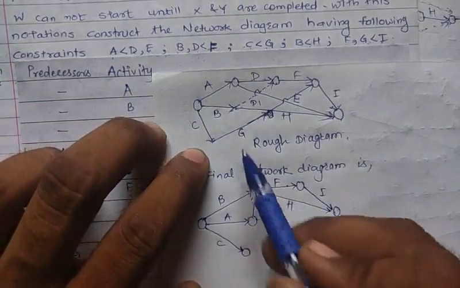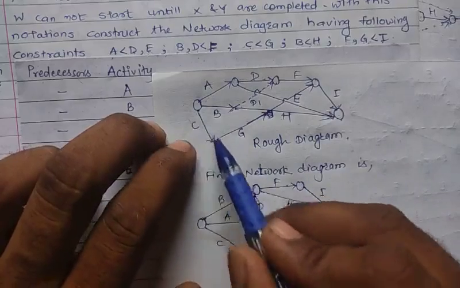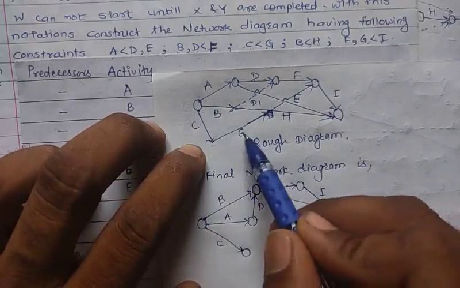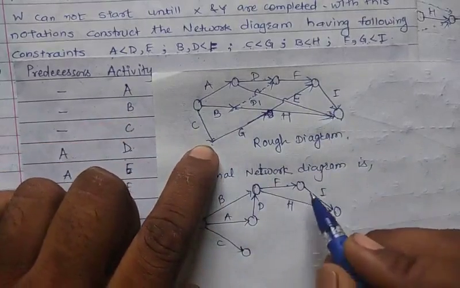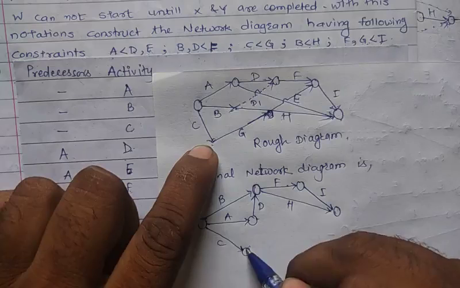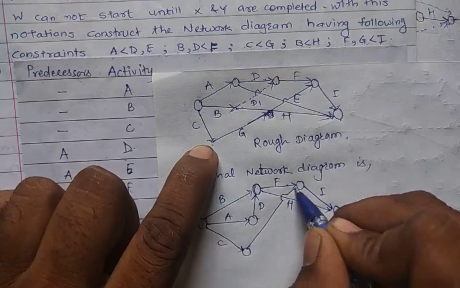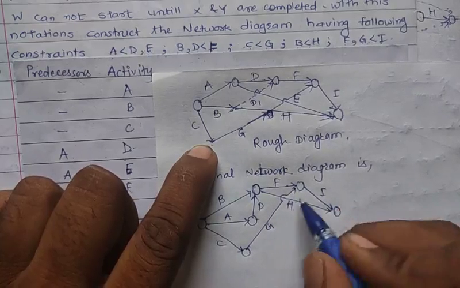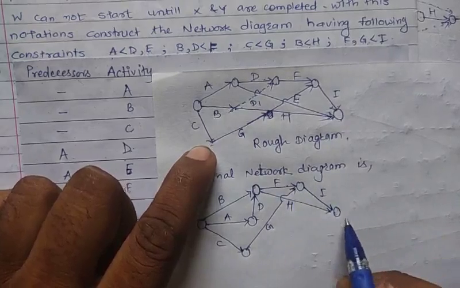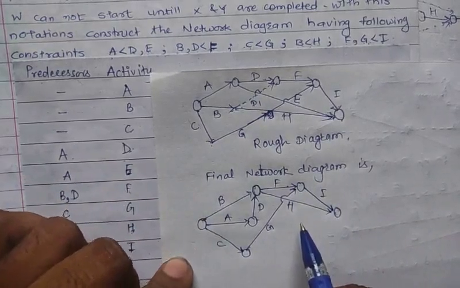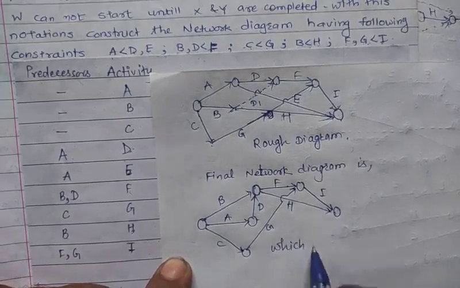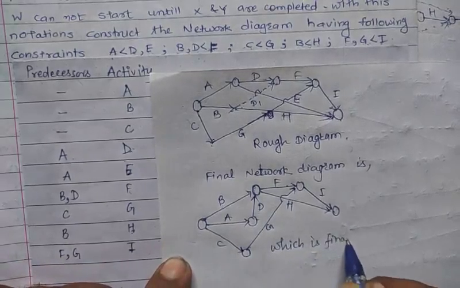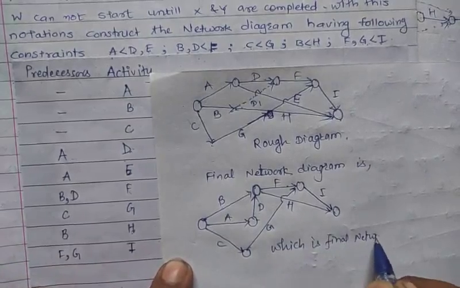Okay. Now for C, what do we have? This C goes to G, and G goes to I. So this is the required final network diagram.